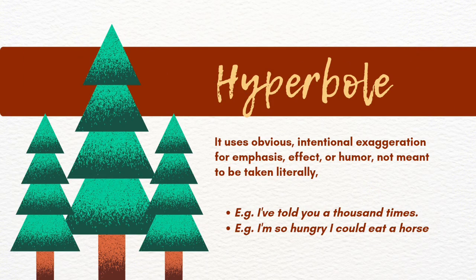And the last but not the least, we have hyperbole. It uses obvious, intentional exaggeration for emphasis, effect, or humor. It is not meant to be taken literally. We have a few examples here. The first one: I've told you 1,000 times. The exaggeration emphasizes how often something was said, which makes the sentence a hyperbole.